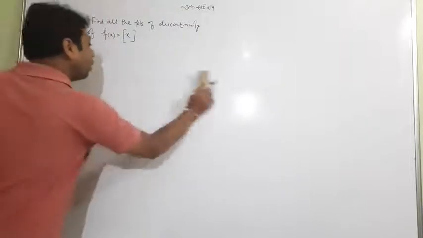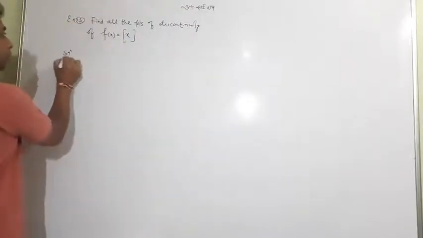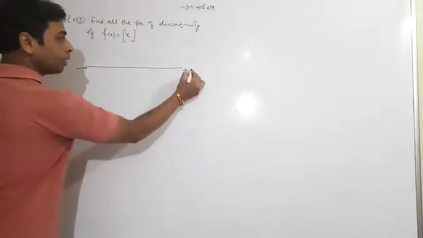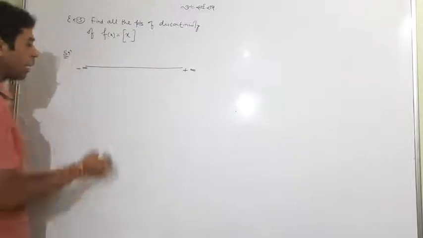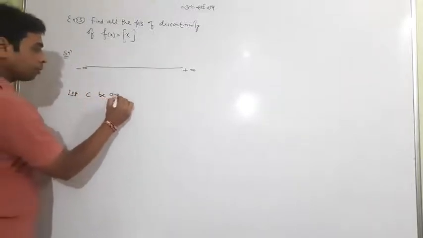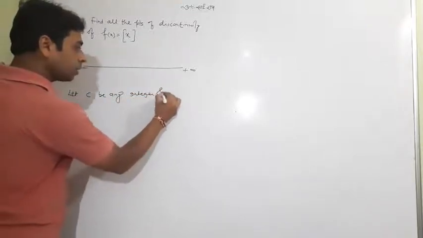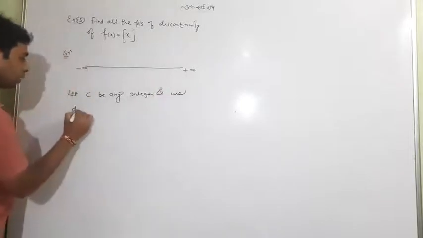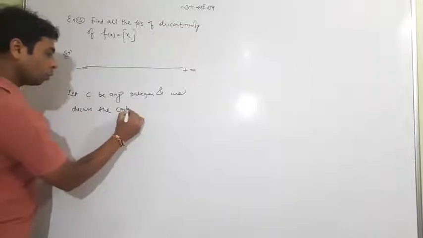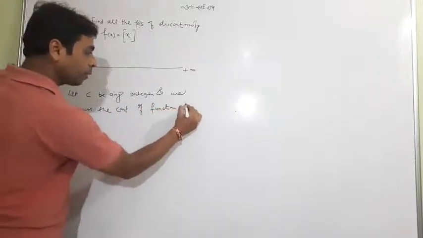Okay, so how do I start? Look at it properly. Solution. I want to make a picture first. This is plus infinity, minus infinity. And I say first, let c be any integer. Look, c is any integer. And we discuss the continuity of the given function at c.